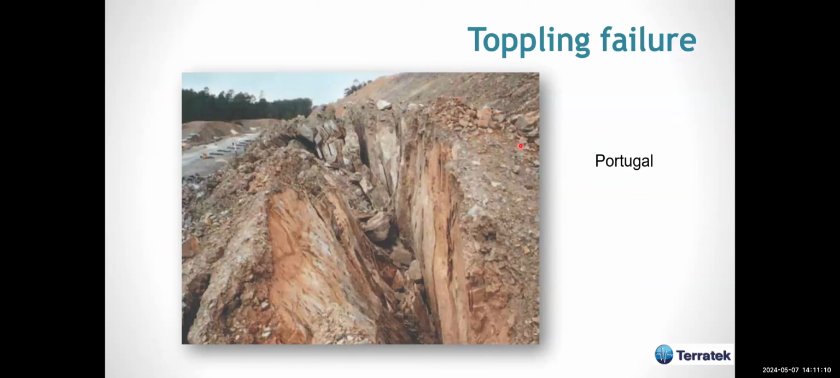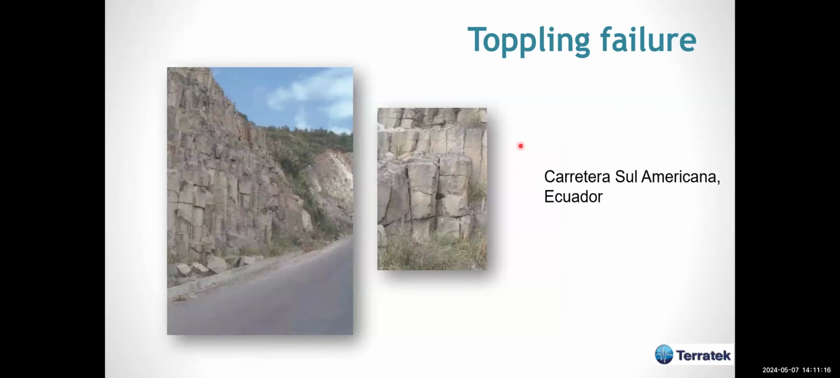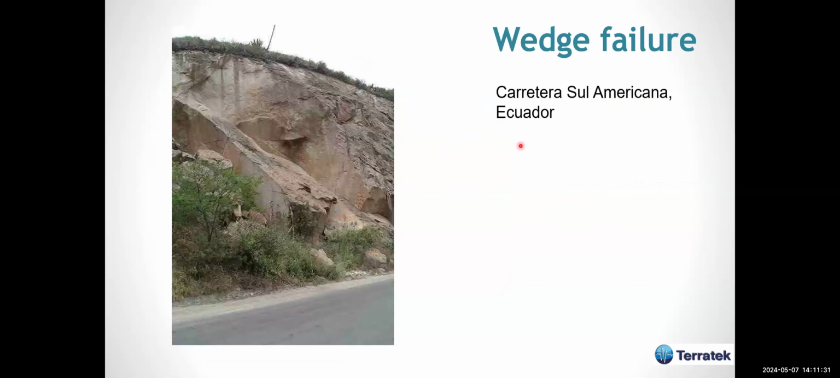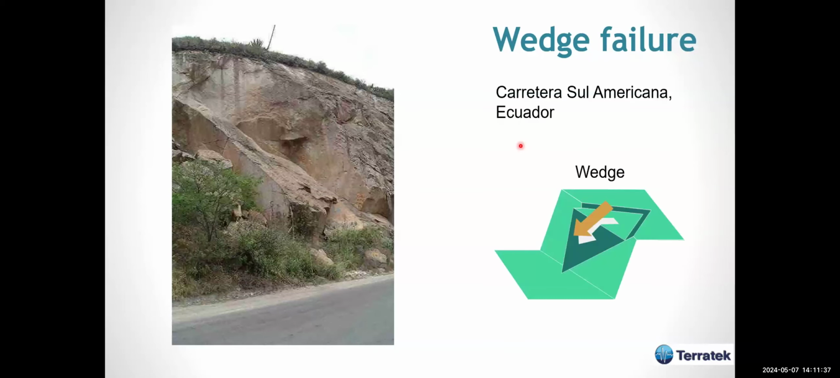These are examples of toppling failure from Portugal. One of the roads in Portugal I visited many years ago. Also, these are toppling failures taking place on the Carretera Sul-Americana in Ecuador. I visited this site. It was 2001, I think, when we gave this kind of course in Ecuador as well. Wedge failure on the Carretera Sul-Americana in Ecuador as well.